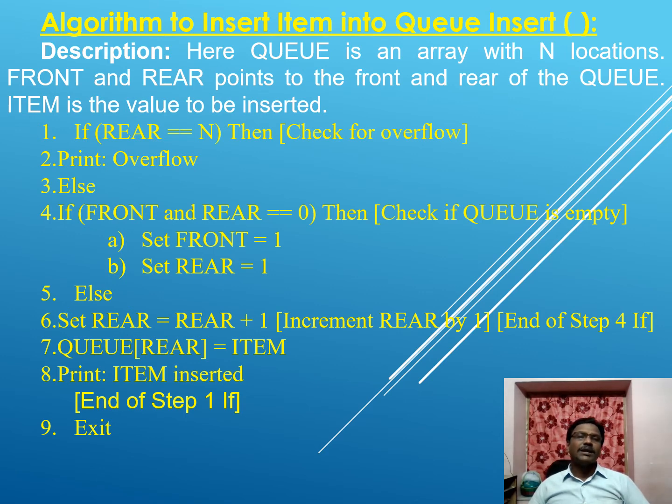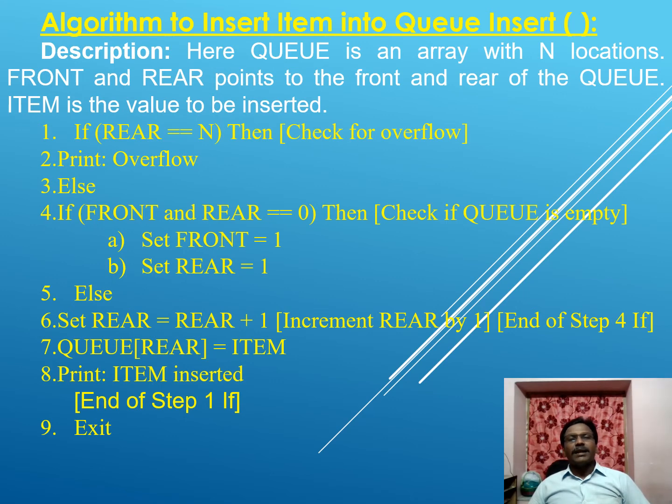In the first step, if rear equals n, then check overflow. It means rear is at the end of the array. If the n value is equal to the rear position, the queue is automatically full. That is what rear equal to n represents. Else, in case the if condition is false, it goes to the else part.